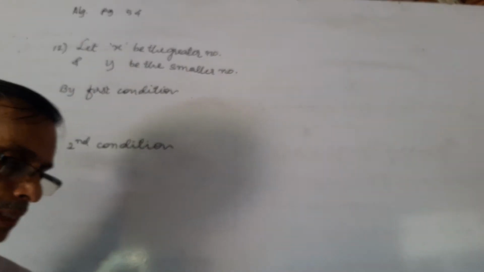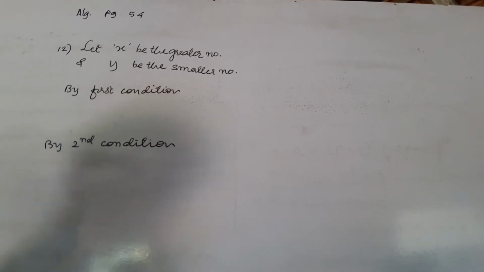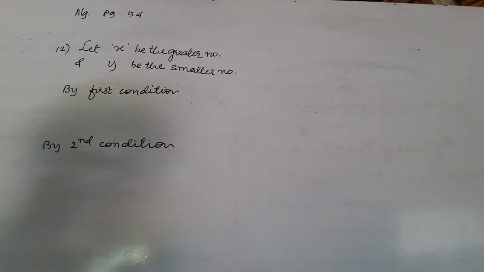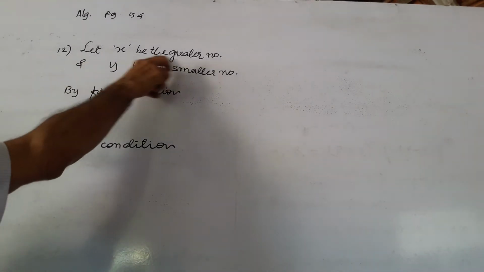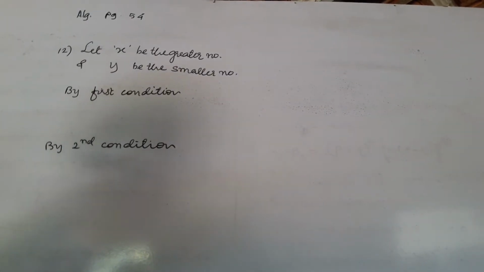Now let us take sum 12. The difference between the squares of two numbers is 120, and the square of the smaller number is twice the greater number. Find the numbers. So here, the difference between the squares of two numbers. We do not know the numbers, but one number is smaller, another is greater. So let us suppose x is the greater number and y is the smaller number. So x is greater and y is smaller.